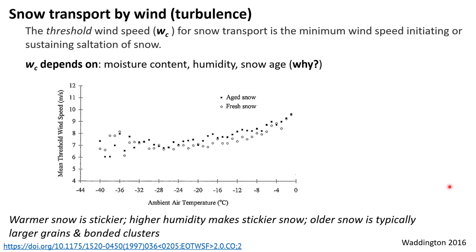Well, there's lots of reasons here, and I'm just illustrating a few, but as you'd expect, warmer snow is typically stickier. There's more moisture content, which means stickier snow is harder to move into the air, means it needs a higher threshold wind speed. Older snow is typically larger grains. They're rounded, bonded clusters. They're harder to lift off the ground, and that's what you're seeing here in terms of the difference between the aged snow and the fresh snow requiring a lower threshold wind speed.